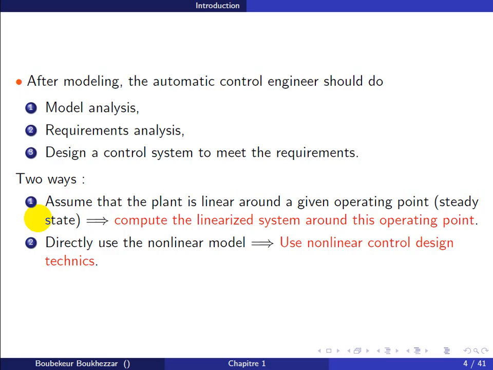So after modeling, the automatic control engineer needs to analyze the model and also define requirements for the controller, and then design a controller to meet these requirements. We have two ways to do this. First, assume that the system we want to control is linear around a given operating point. We call this point a steady state or an operating point. For this, we compute a linearized model around this point.